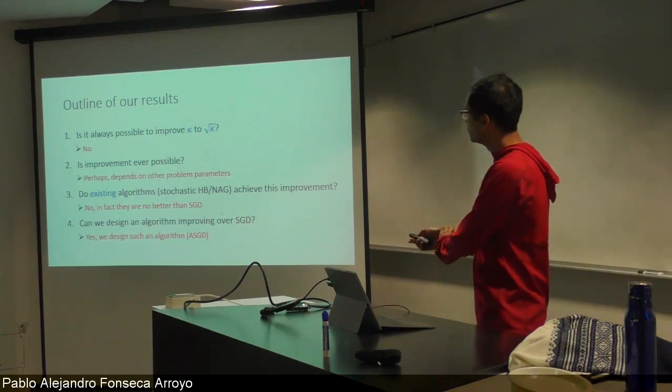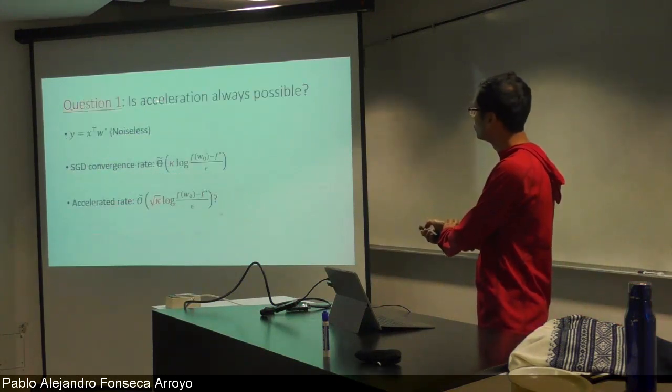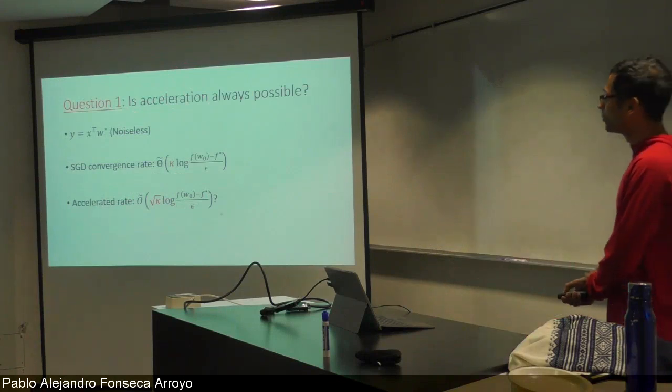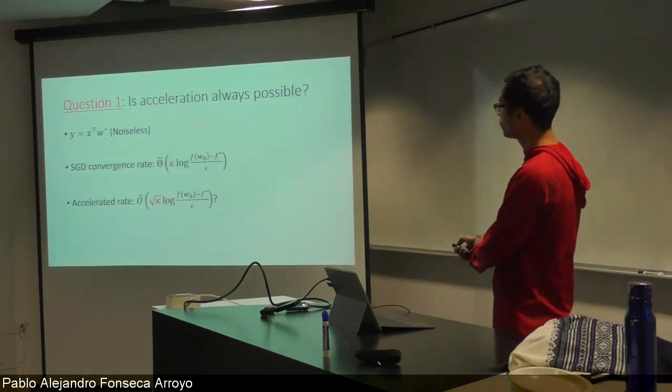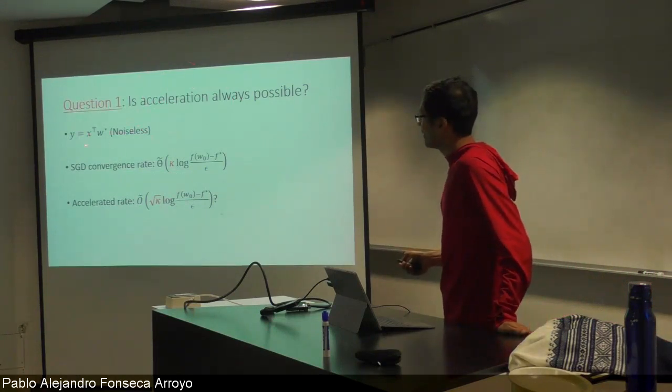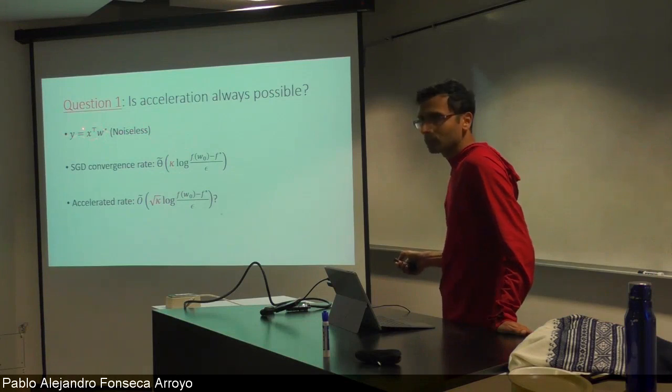So the first question is whether it's always possible to accelerate stochastic gradient descent. And I'll try to illustrate the answer to this question by using an example. Again, let's just consider a noiseless setting where there is a true W star and y is equal to x transpose W star.